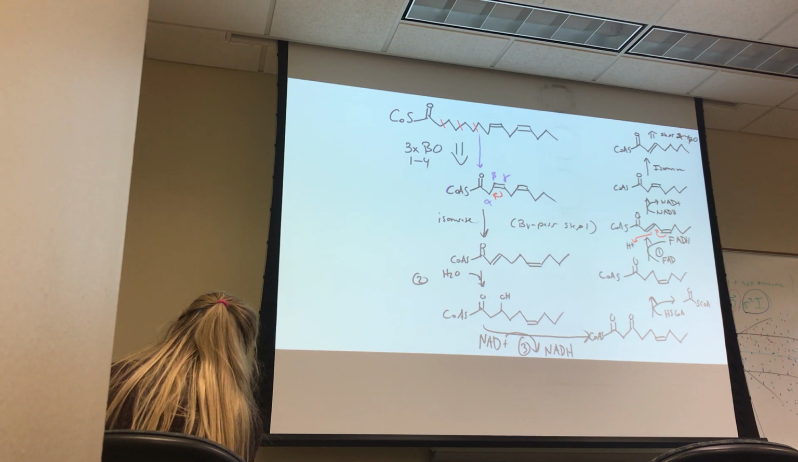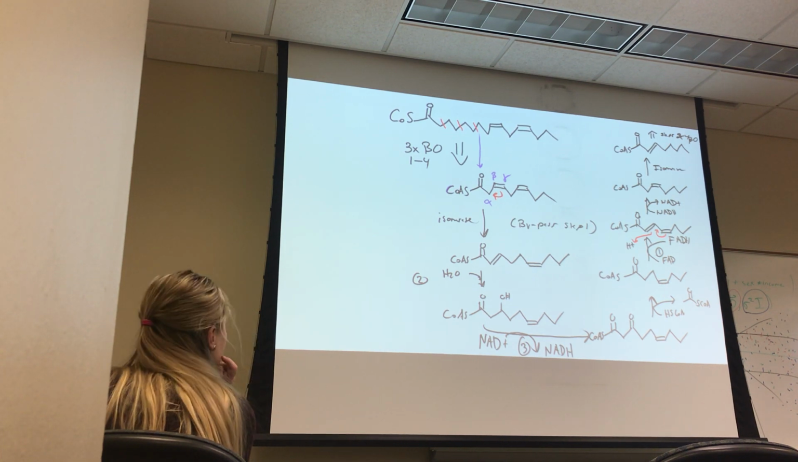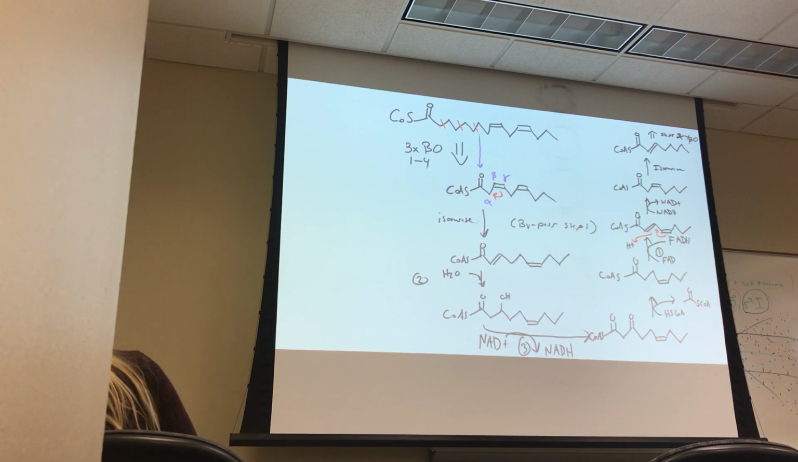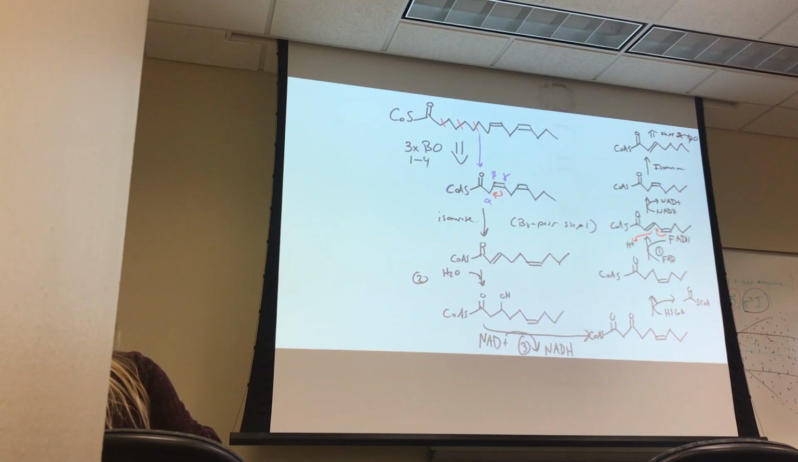So, I'll show you on here. Because on here you did a different step. You did a reductase using NAD and NADH. So you skip that step, and then it goes straight to where you can do an isomerase. So this is the reduction step right here.